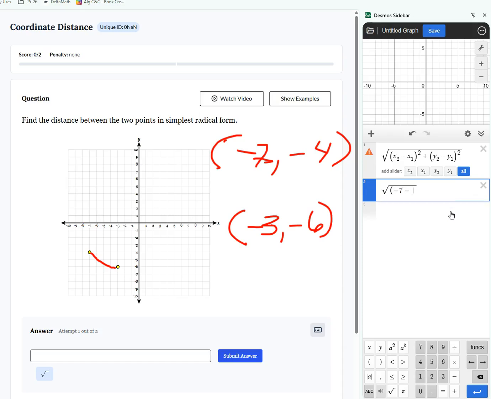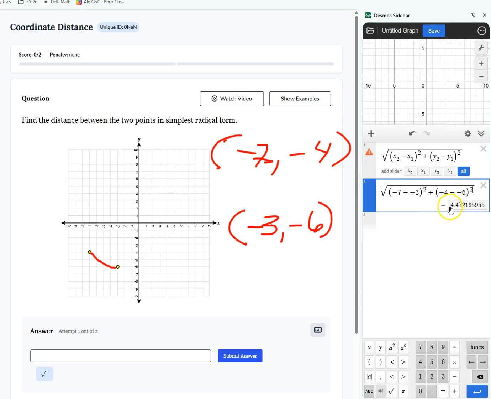So -7 minus -3 all squared plus, now my y coordinates are -4 and -6. -4 minus -6. Notice those double negatives. Yes, we have double negatives because our formula has a subtraction in it, and then our coordinates were negatives.